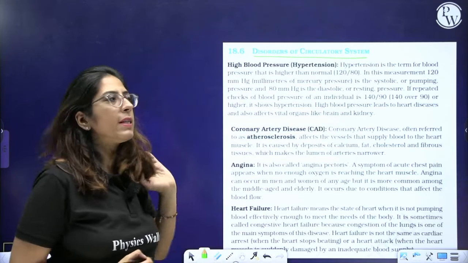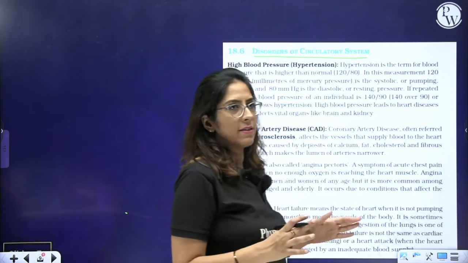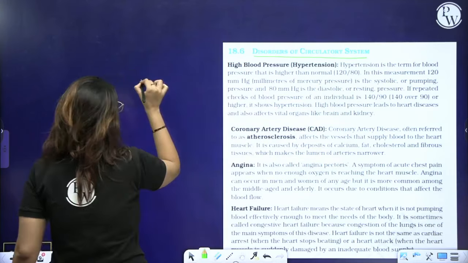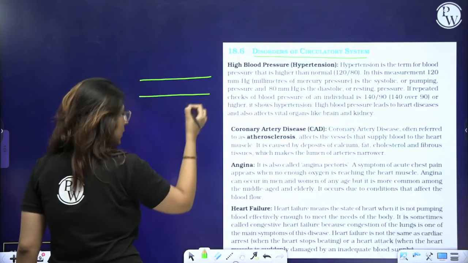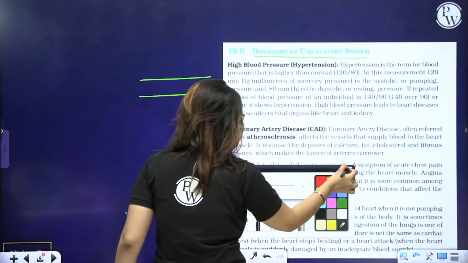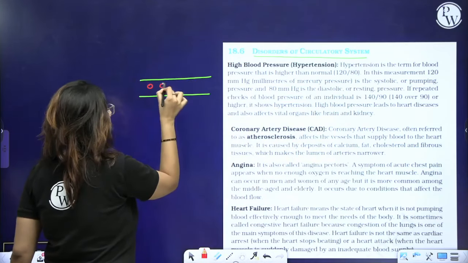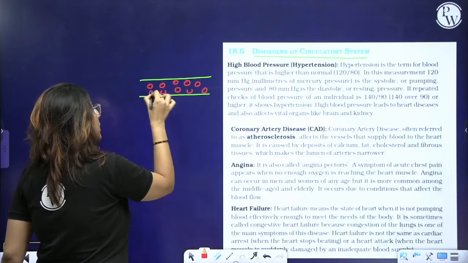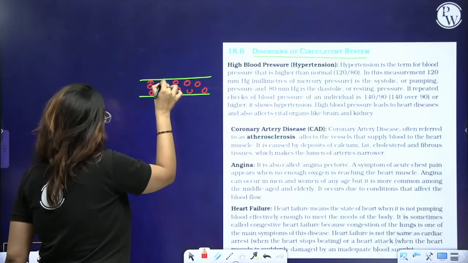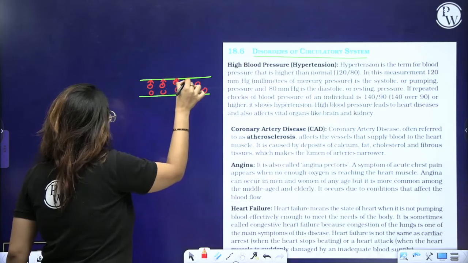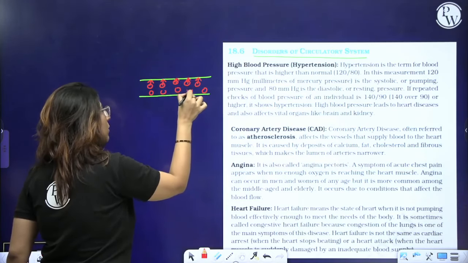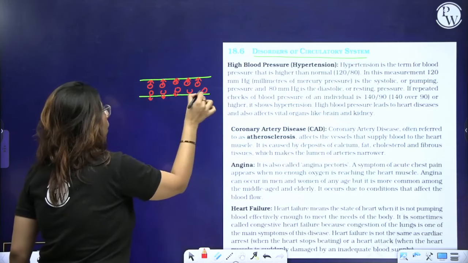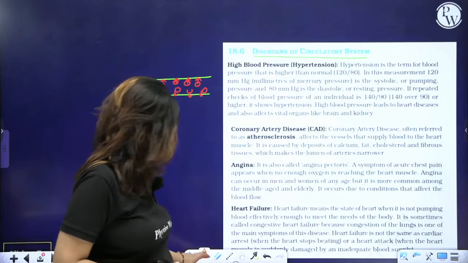Many students say the pressure inside the vessel is termed the blood pressure. No. See, this is how a blood vessel looks, and the blood flows in it. The blood which is present definitely exerts a pressure on the arterial wall. This is termed blood pressure.